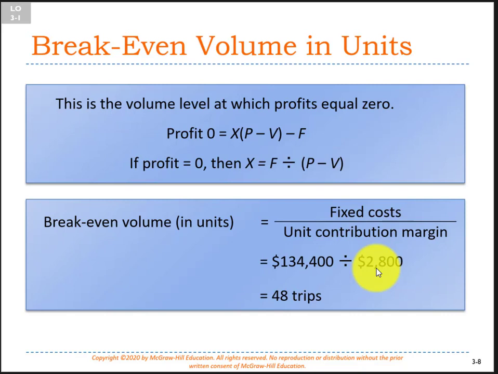All right? So that is the first kind of formula or tool that we want to use. We could say, any year, any month, depending on whether this is a month or a year, I think this is a year, okay? Any year we don't go on at least 48 trips, we're going to lose money. That's what this is telling us.